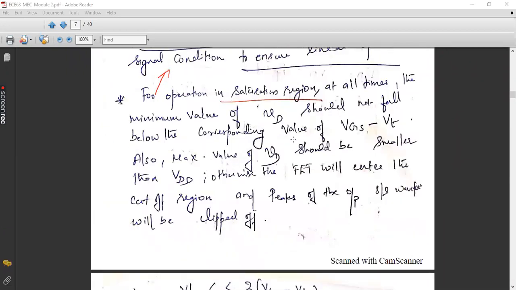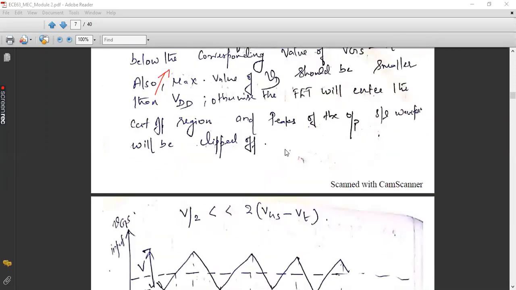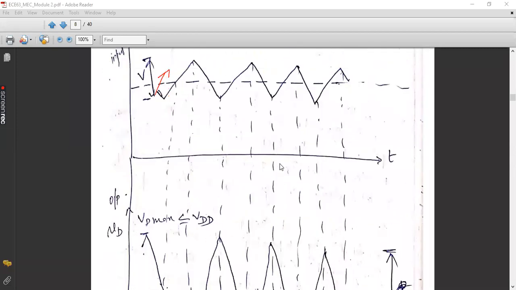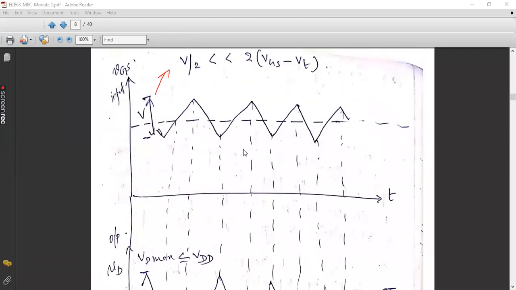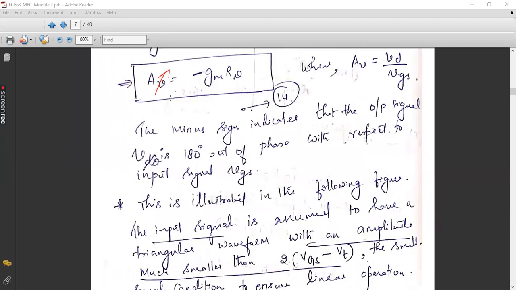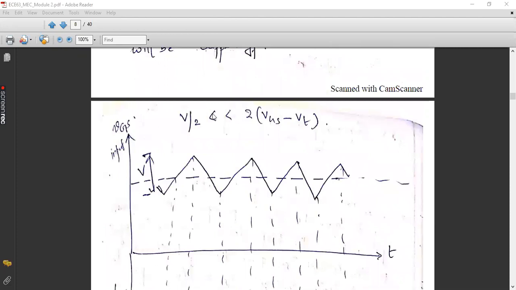Okay, so these are the two conditions to be satisfied for linear and faithful amplification. Now this we have diagrammatically represented here. That is the relationship between input and output. And I already told you we have a negative sign in the expression of gain, which indicates that a MOSFET amplifier, whenever it is working in common source configuration, will be an inverting amplifier. So we are expecting a 180-degree phase shift.